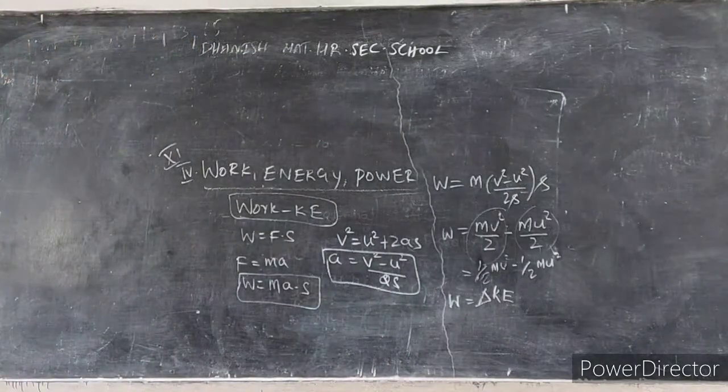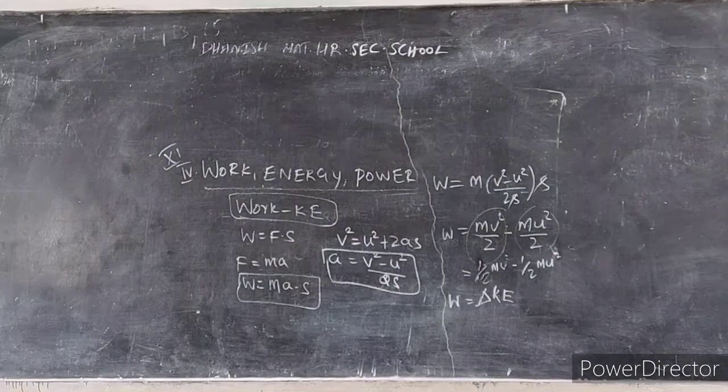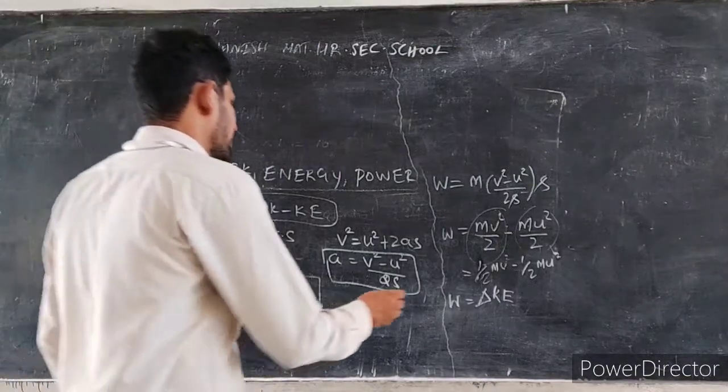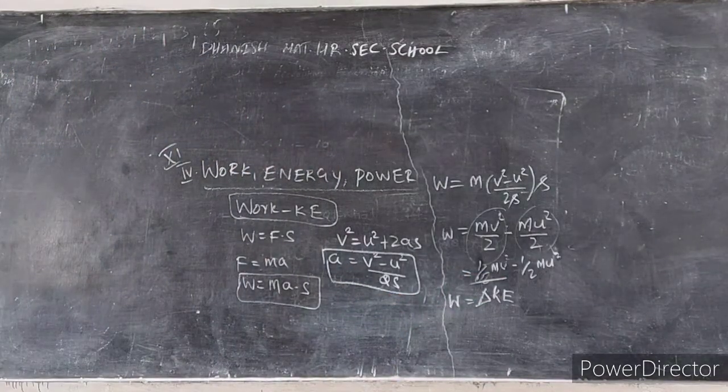So look at the picture. Kinetic energy is nothing but half m v squared minus half m u squared. Kinetic energy of the body is always positive, final as well as initial. Okay, now that's the expression.